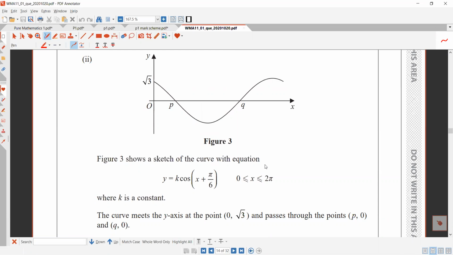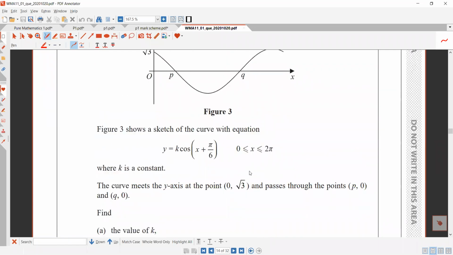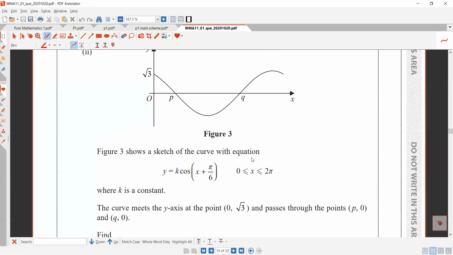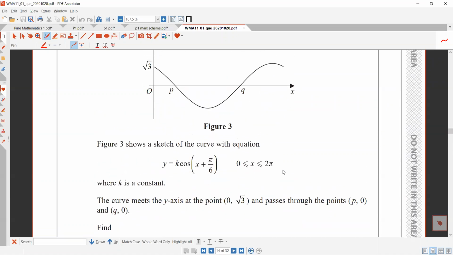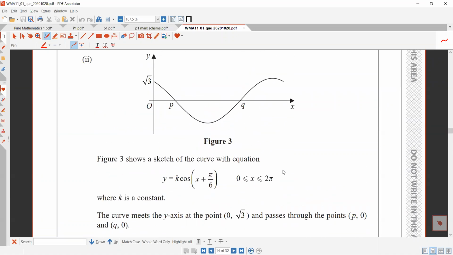So let's do this. They told us K is constant. They gave us an equation. The curve meets the y-axis at point (0, root 3) and passes through points P, 0 and Q, 0. Let's see. Find the value of K. Let's try to make some equation here.